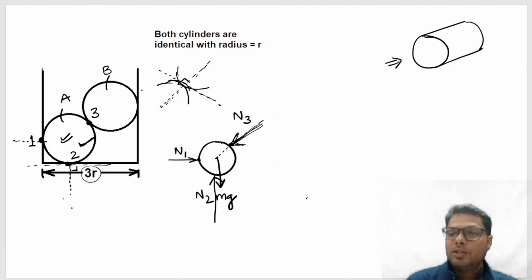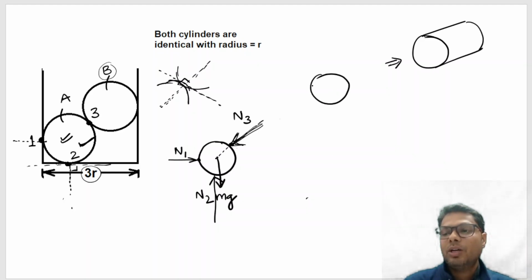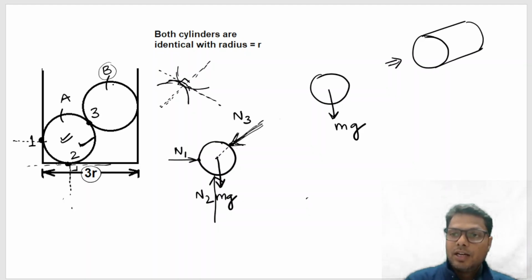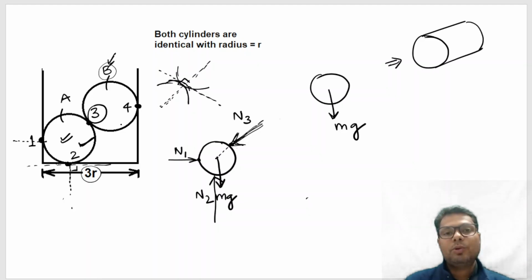Now let's draw the free body diagram of this ball B. First of all, isolate the body or make the body separate. Apply the weight. Weight will be acting vertically downwards. Then contact reactions. Count how many contacts this cylinder B is making with other surfaces. There are two contact points. One is point 3 and one is this point. Let's say the name of this contact point is 4.